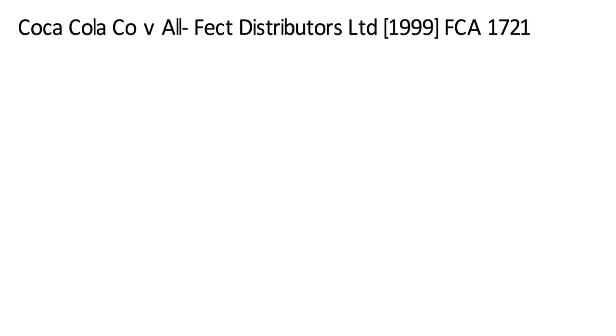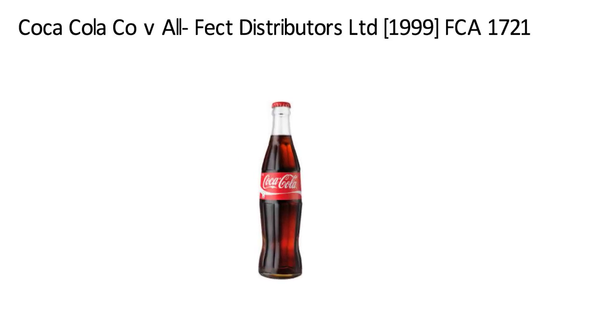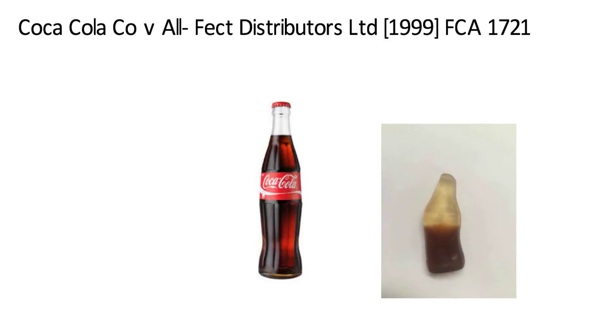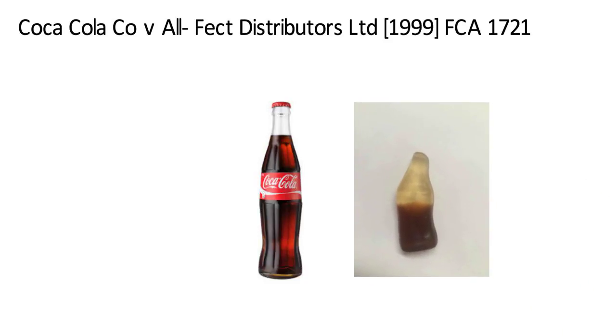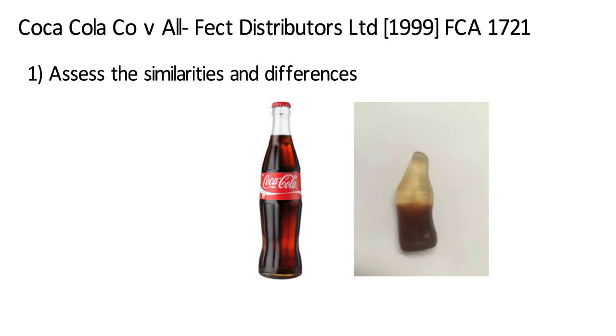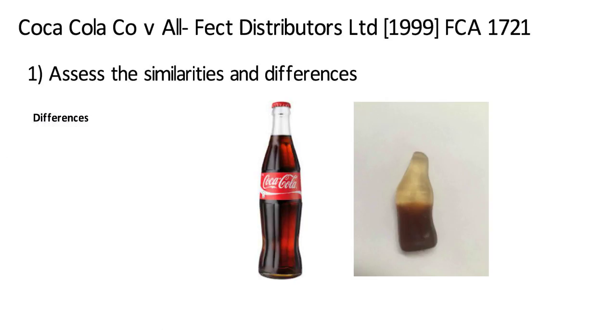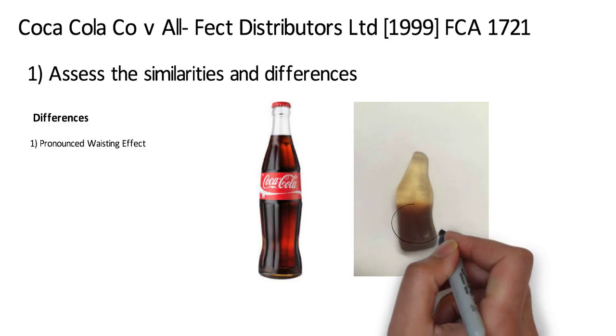Coca-Cola and Orfec Distributors applied Justice Windeyer's test used in Shellco. Coca-Cola's trademark is a contour drawing of the glass bottle which Coke is traditionally sold in. Orfec Distributors was a confectionery wholesaler that imported and distributed cola-flavoured confectionery. So in applying the test from Justice Windeyer, the two trademarks were compared side by side. These substantial differences were noticed by the judges. Firstly, when the confectionery was laid flat out, it does not have the pronounced waisting effect.